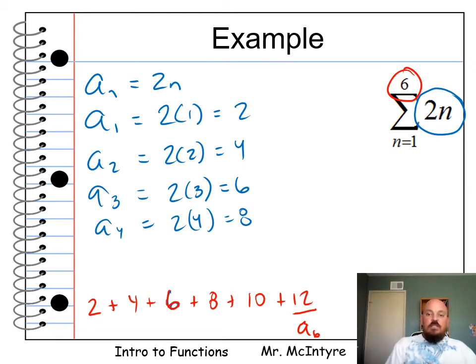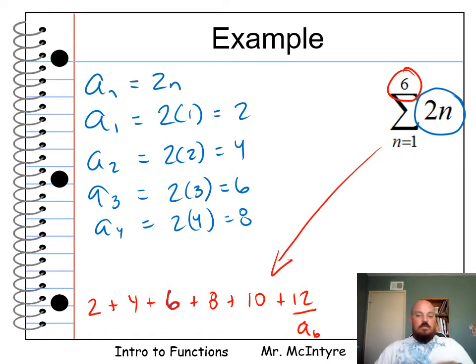So the sigma notation, with a little bit of work, helped me turn it into a series. Now we're still not done with the question, because remember, when you're doing a series, you do want to actually add them all up. So once we add those 6 numbers together, that'll be our final answer. So let's do that. 2 plus 4 is 6, plus 6 is 12, plus 8 is 20, plus 10 is 30, and plus 12 is 42. So my answer is going to be 42.